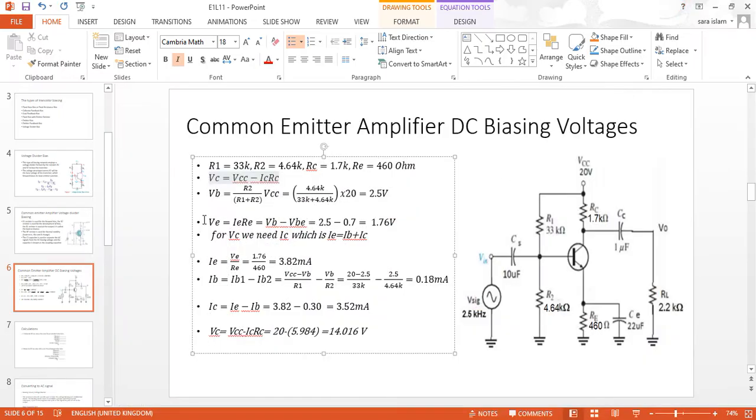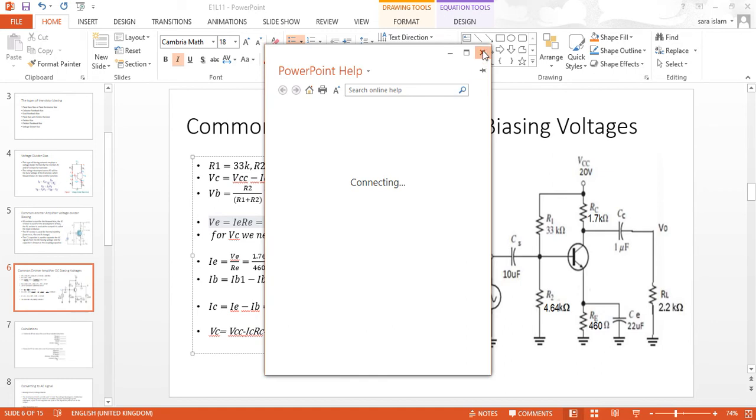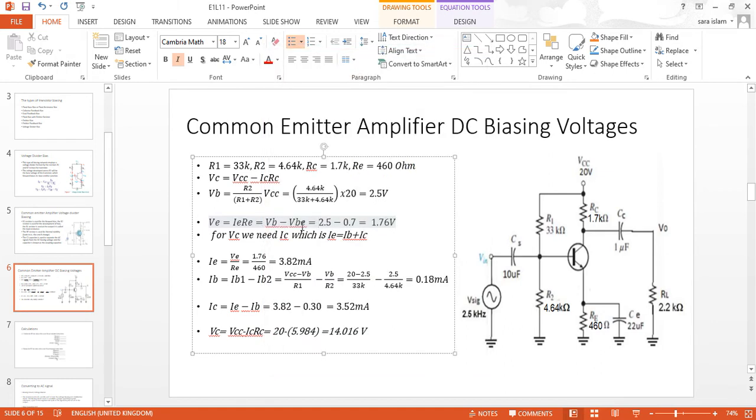Okay, the next part is VE equal to IE RE, which can also be written as VB minus VBE, right? So VB is calculated previously, which is 2.5, minus VBE, which is always 0.7 because it's a diode type connection, and the voltage drop across a silicon based diode type connection is 0.7, right? So when you subtract it, you are actually finding your VE. So this is the second voltage.